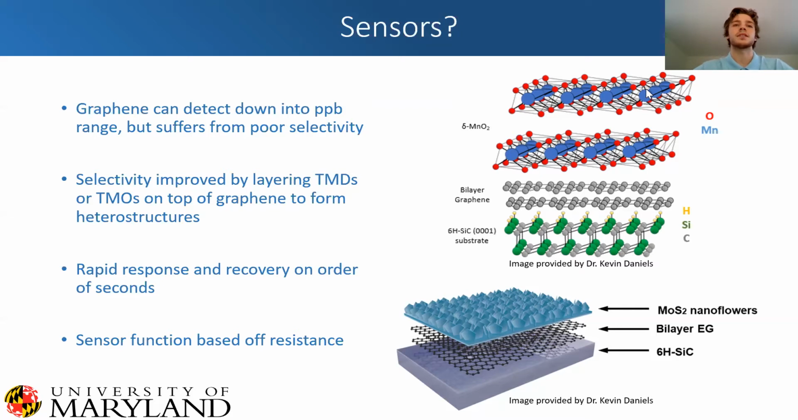So this can be solved by layering TMDs or TMOs on top. And you can see on the right here, we have two heterostructures, one with the TMO, which is manganese dioxide, and one with the TMD, which is molybdenum disulfide. And these types of sensors have very rapid response and recovery, which is usually on the order of seconds, which is much faster than the typical gas sensors that we have now. And these sensors function based off of the resistance of the heterostructure, and the change in resistance that occurs when a target gas or liquid or protein or anything comes into contact with the heterostructure.